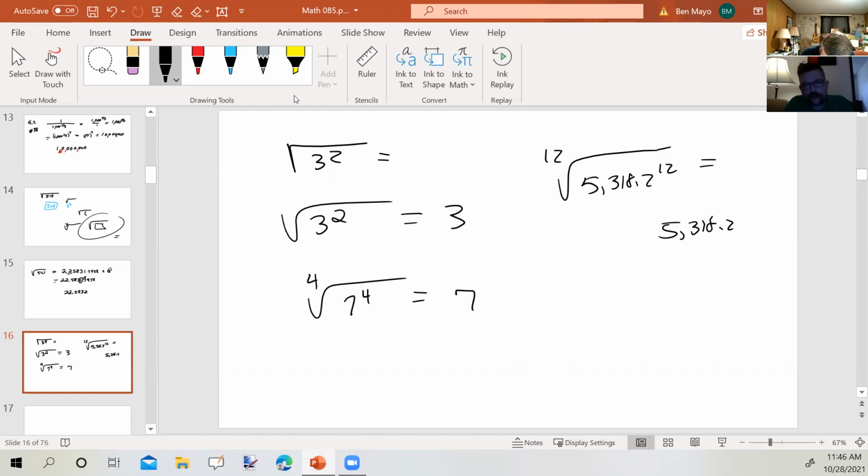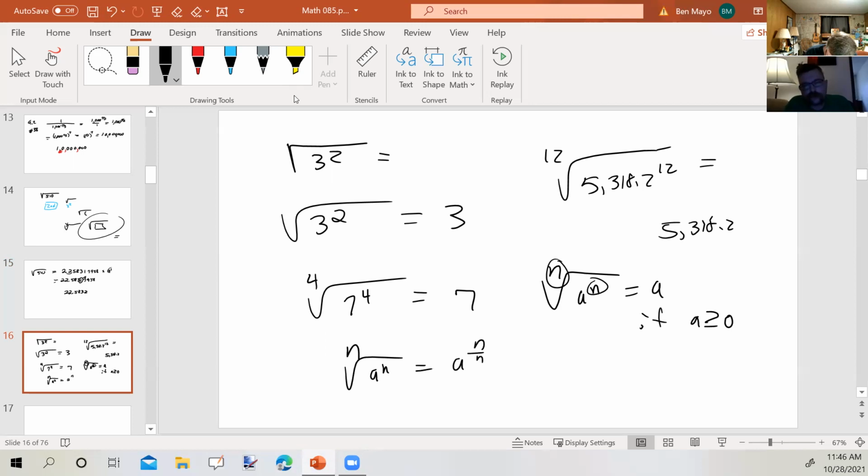So in general, the nth root of a to the n equals a if a is greater than or equal to 0. In other words, if the base is positive and we're taking the same root as the power, they undo each other, because basically what you've got is this. Does that make sense? All right, so we're going to take that and put it in our bag of tricks or whatever to use here in a bit.